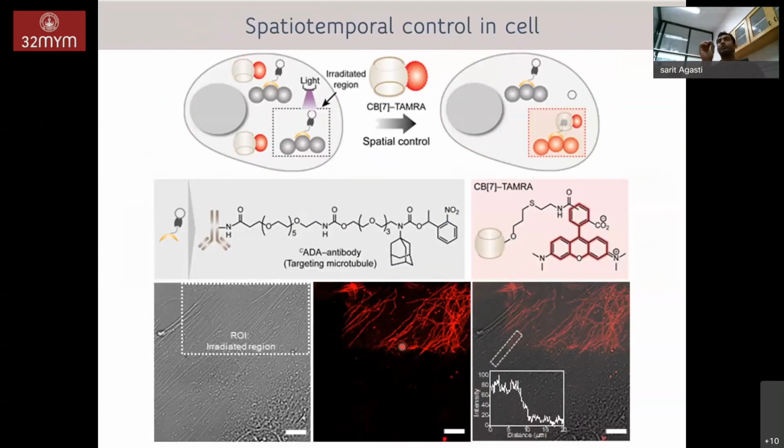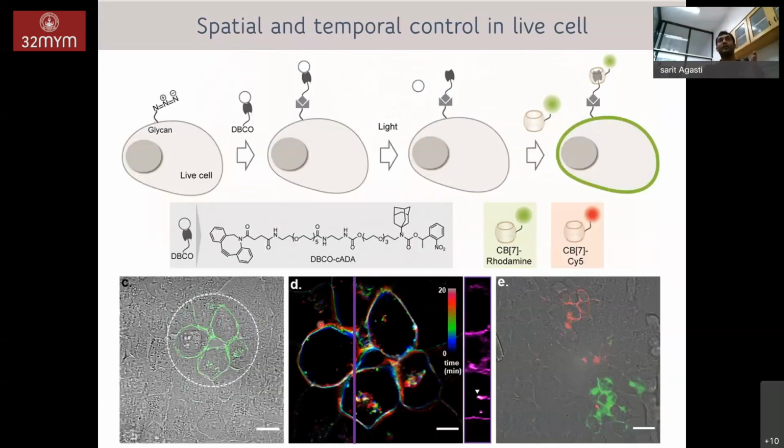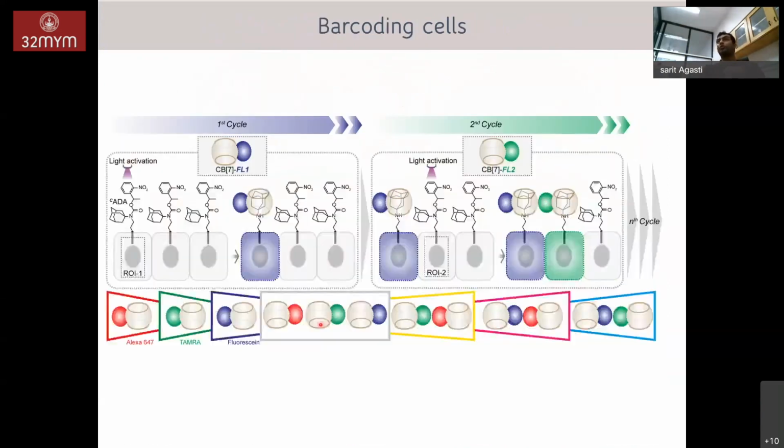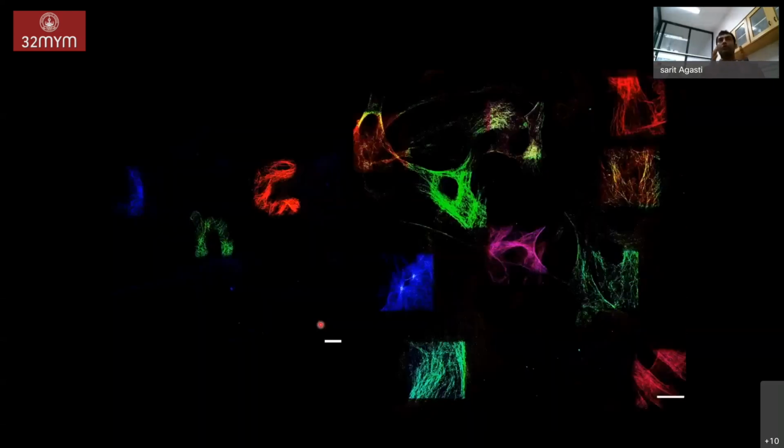Then we did exactly the same thing using microscopy. What you can understand here is that as soon as they focus light on a specific region of the cell, complex formation starts and you are able to see the structures. That was repeated in the live cell. We are also able to do something called barcoding of cells, where we put different molecules in different places, and a combination of molecules provides a different color to the cells.